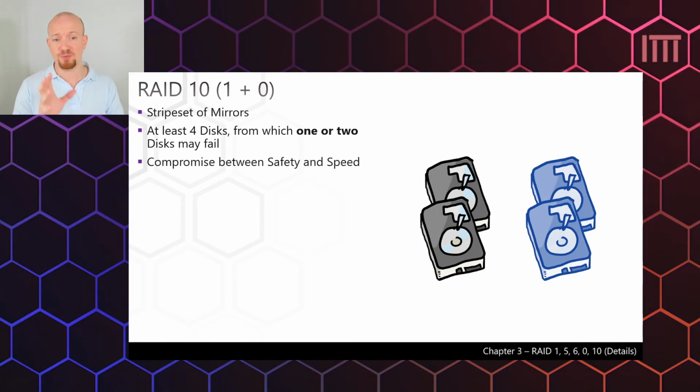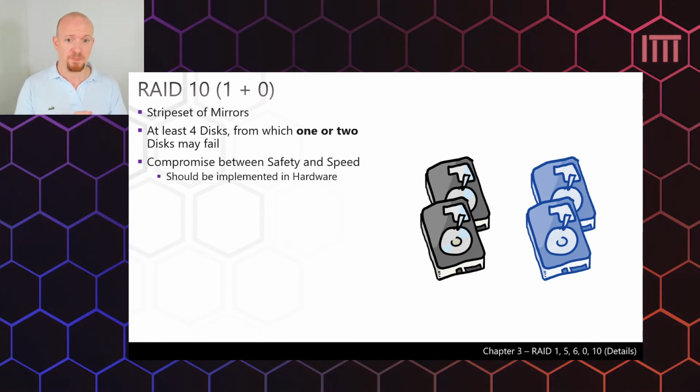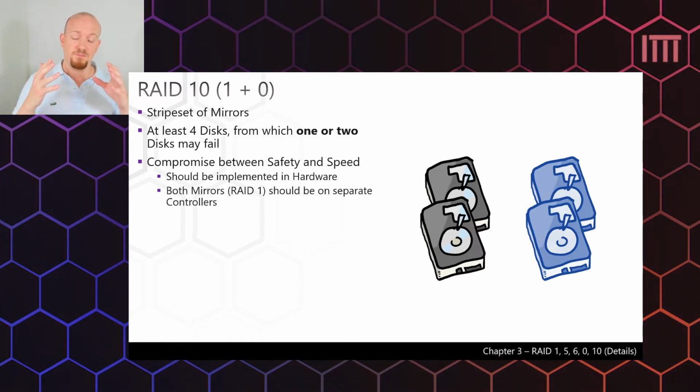It's a compromise between safety and speed. It should be implemented in hardware, so a software RAID 10 is not really feasible. You should have specialized controllers for that, and that's also the reason why this is primarily used in enterprise environments, because these controllers are rather expensive. Both mirrors, both RAID 1s, should be on separate controllers.